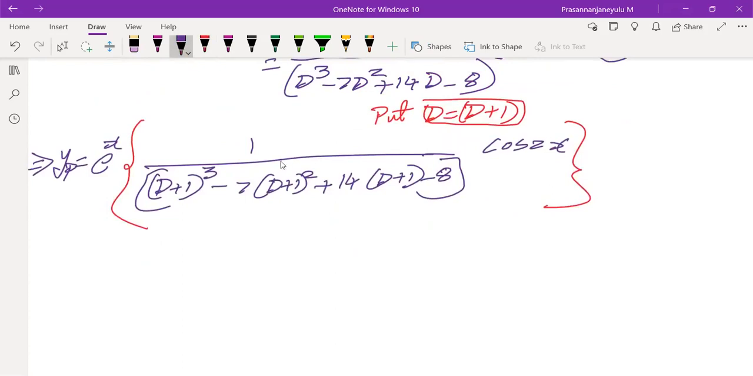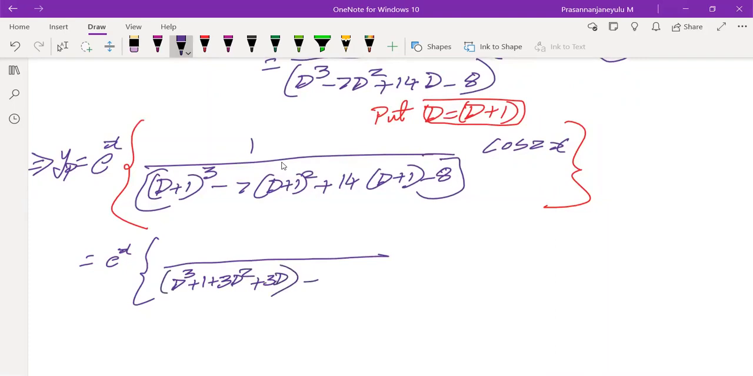So now the next step will be e power x into 1 by, what is that? A plus b whole cube, a cube plus b cube plus 3a square b plus 3ab square. This is the first term, minus 7 into a plus b whole square, a square plus b square plus 2ab, that is 2d, plus 14d plus 14 minus 8. This everything is the denominator part.